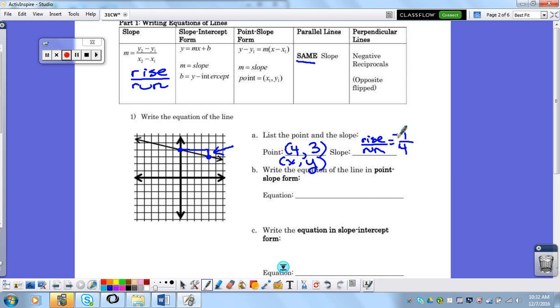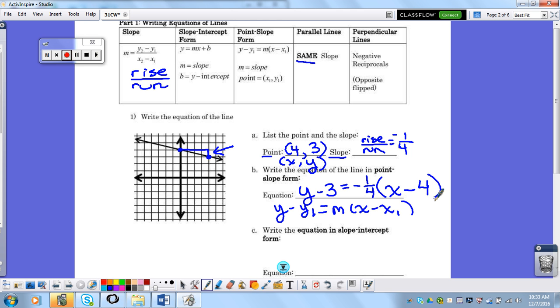Now I'm going to write the equation of a line in point slope form, because you have a point and the slope. Point slope form is y minus y1 is equal to m times x minus x1. So now we're going to plug in the numbers. It is y minus 3 is equal to your slope, negative 1/4, parentheses x minus 4. So that is your point slope form.